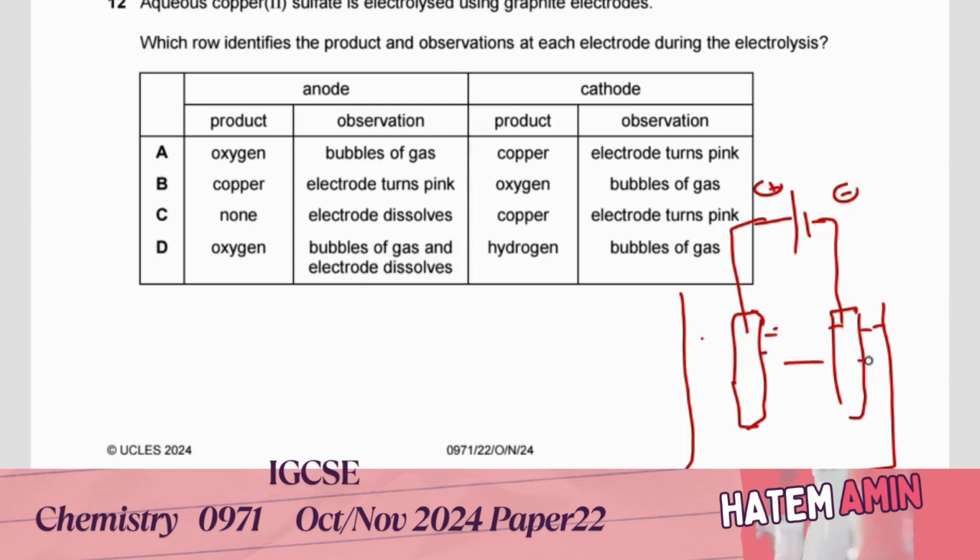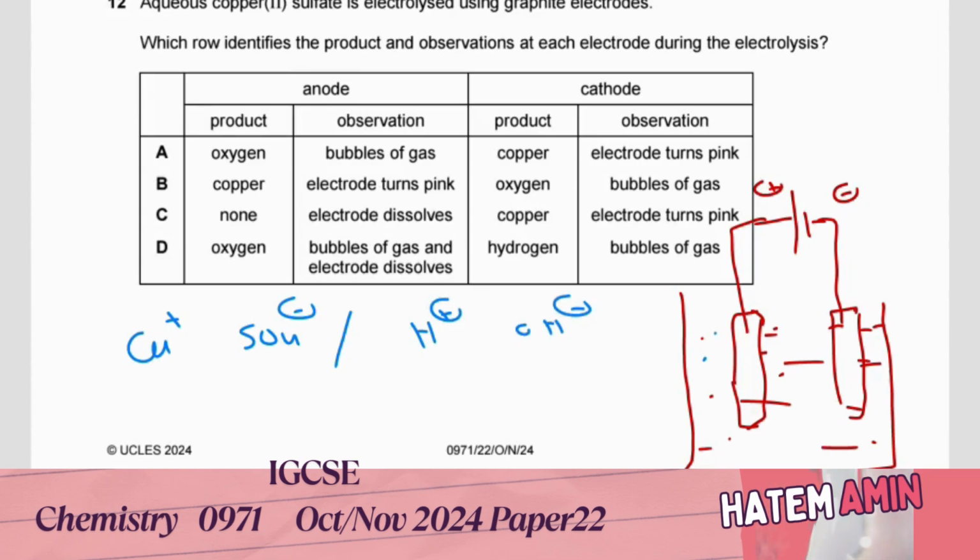What do we have here? We have a solution of copper sulfate. This copper sulfate is composed of Cu and SO4, which is sulfate. As it's an aqueous solution, it is composed of water with copper sulfate dissolved inside it. In the aqueous solution we have Cu positive, SO4 negative, and also H from water, which is positive, and OH, which is negative.